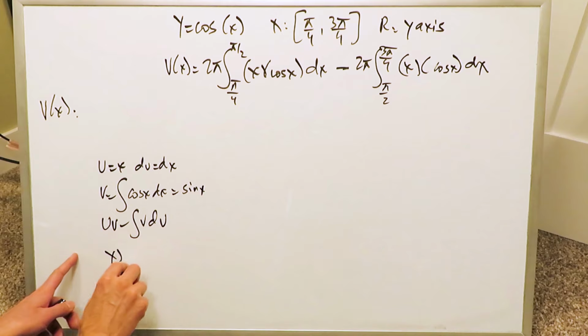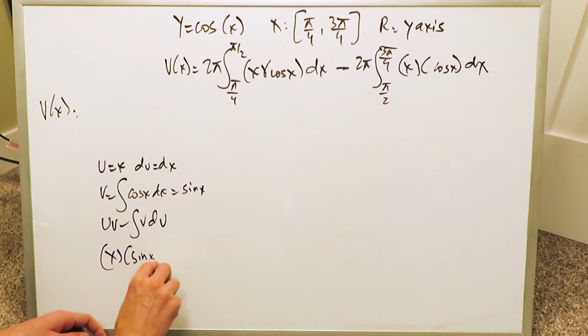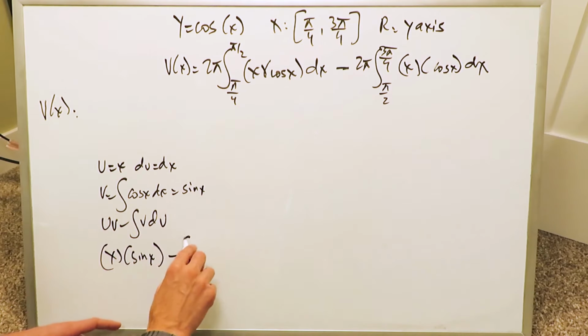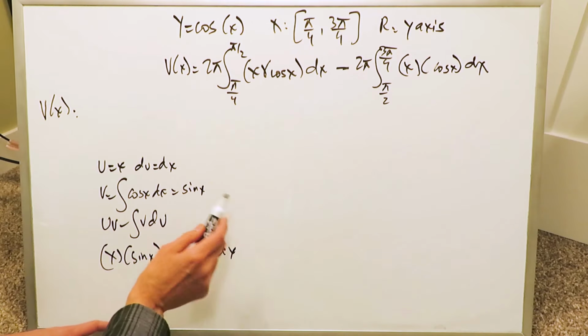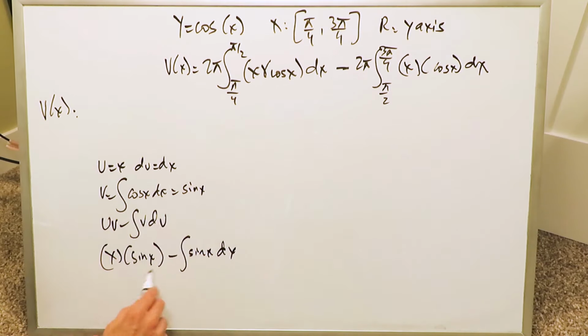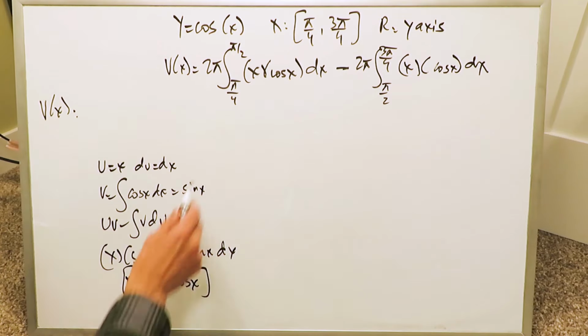U will be x, v will be sine x, minus integral v du is sine x dx. When you do all of this, you get x sine x. You'll have here a minus cosine x antiderivative, which will hit with this minus, and you get a positive cosine x. That will generate from all of this.